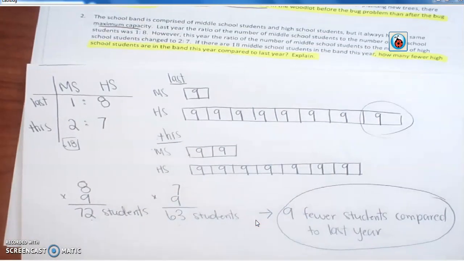Okay, so hopefully that example helps you see these tricky problems again and that you can be able to do these all by yourself. Good luck and thank you for watching.